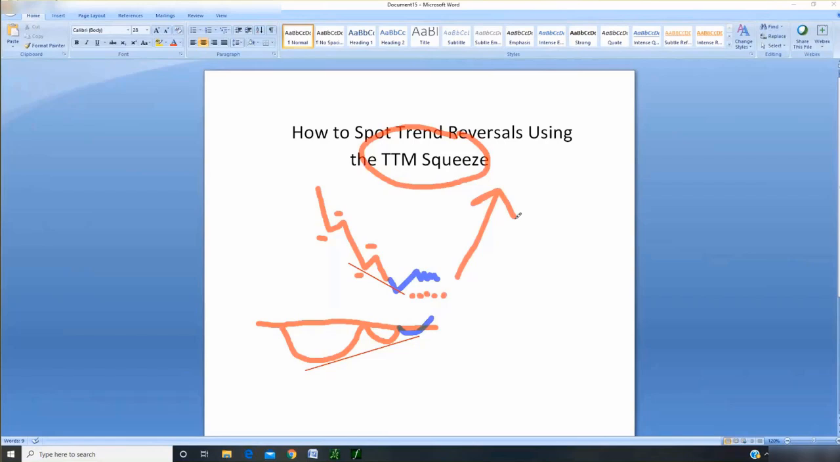Now, we don't know that with certainty. It's all a probability game. But you go back and you backtest what I'm about to show you on several stocks, and then you make the decision for yourself. But that's divergence. We're looking for the divergence, but we're looking for that divergence to lead into a squeeze.